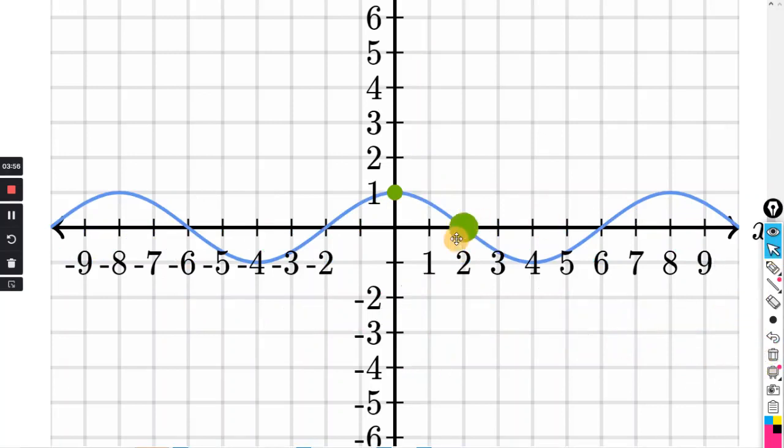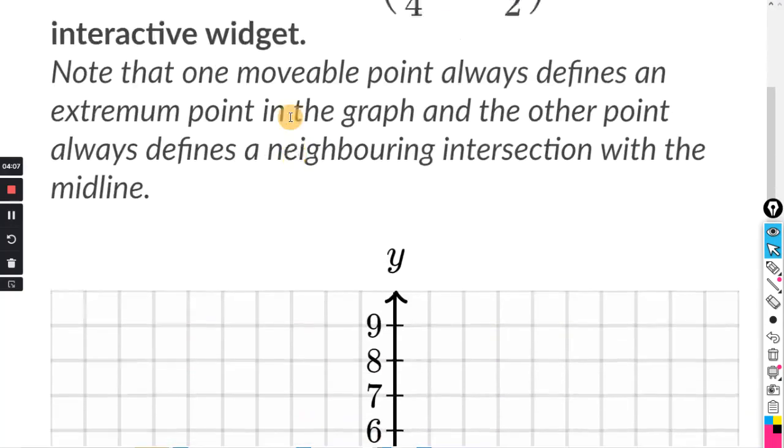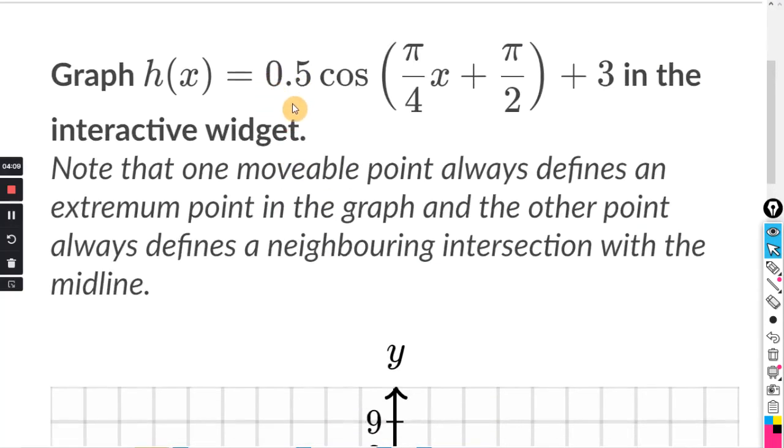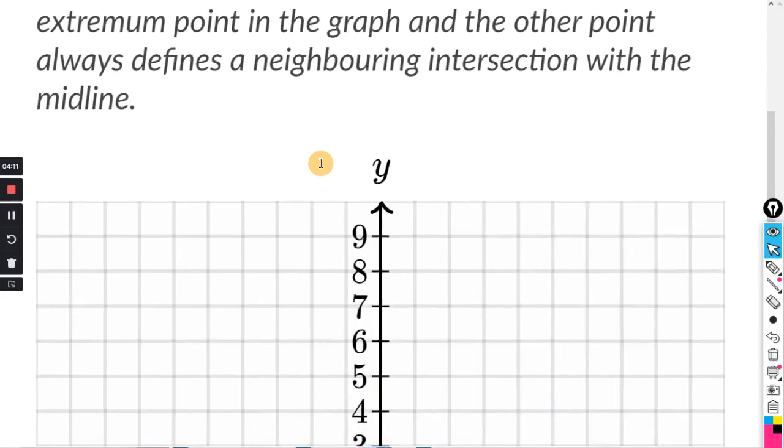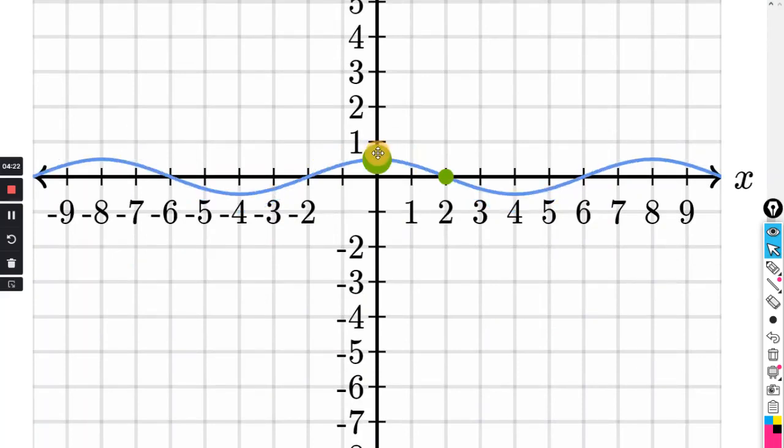Next step, the value for A is 0.5. So that is a vertical stretch or compression. I'm going to take each y value and multiply it by 0.5. Right here, the y value is 0. Does nothing to multiply by 0.5. 1 times 0.5 is, of course, 0.5. So I'll move this down to the 1/2 mark.